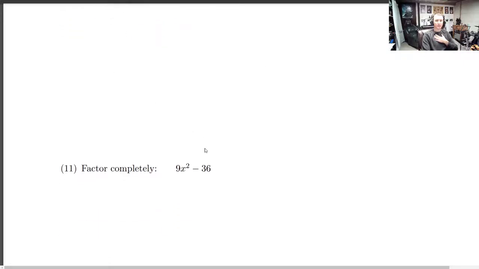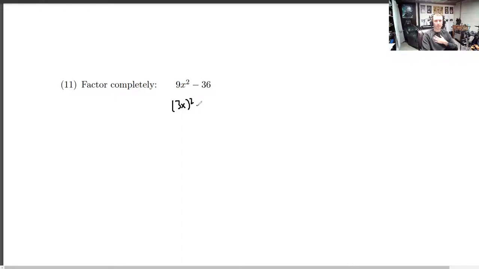The next problem, it says factor completely. 9x squared minus 36. This is a difference of squares. This square is 3x, and this one is 6. So when you have differences of squares, they factor really nicely in this common pattern.